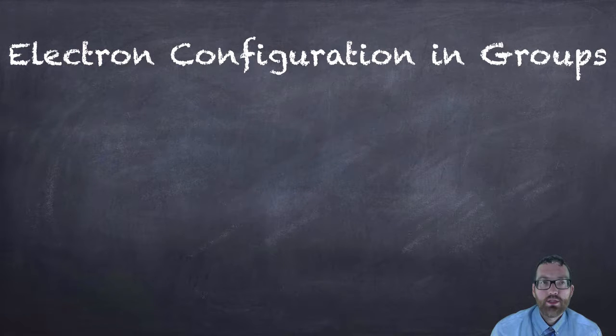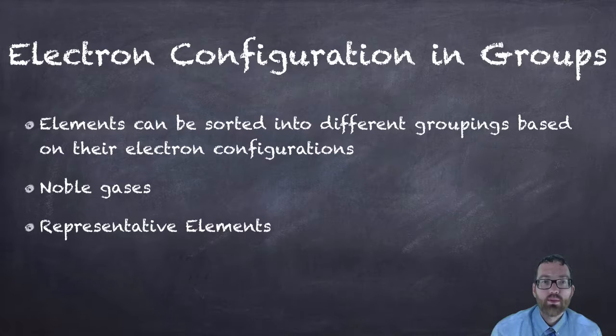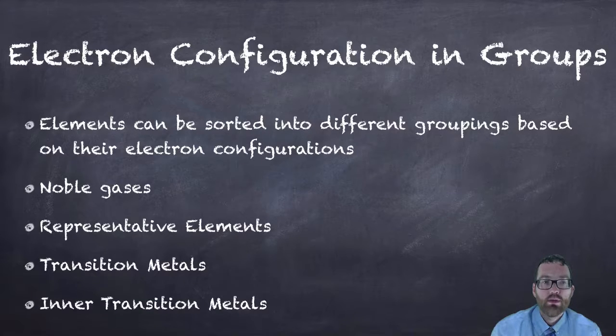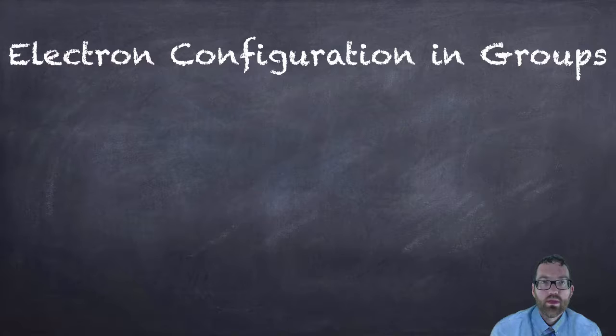So today I'm going to teach you how to classify elements based on their electron configuration. Elements can be sorted into different groups based on their configurations. We can categorize them as a noble gas, a representative element, a transition metal, or an inner transition metal. Let's first look at the noble gases, which of course are in group 18.